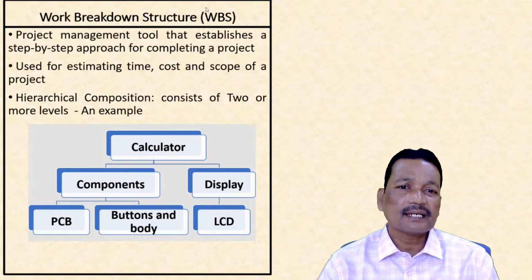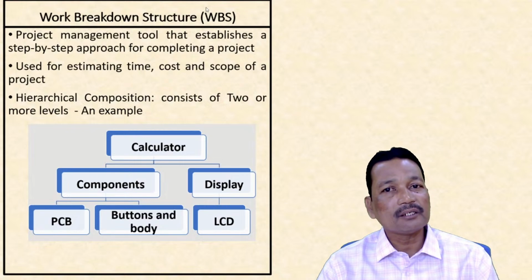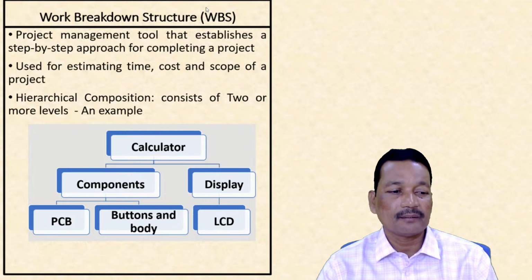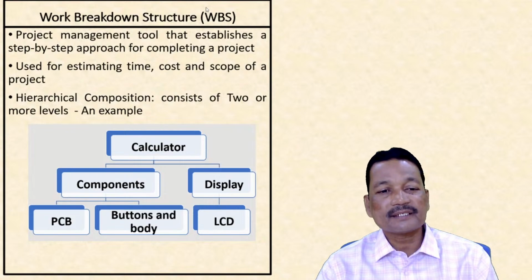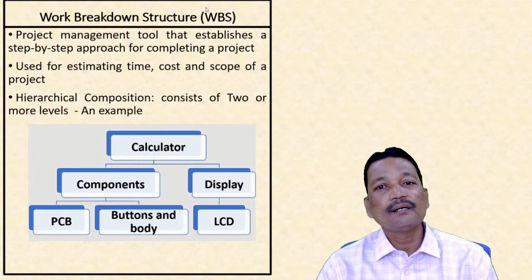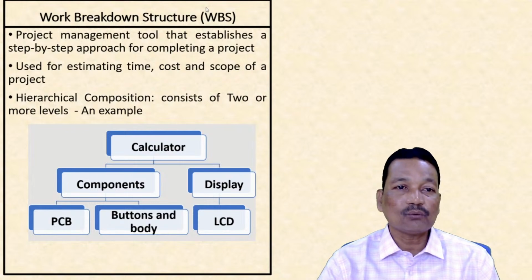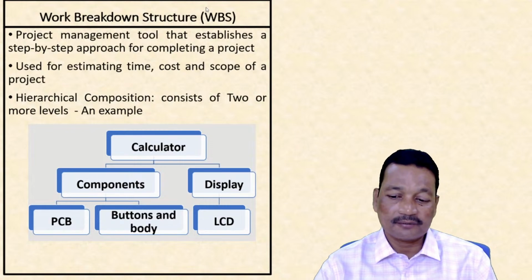Now you see, three levels are clearly here: level 1, level 2, level 3. You go to the lowermost level, that is PCB, buttons and body, and LCD. Now these are the main things which are required for our development of a calculator. So this is a work breakdown structure.